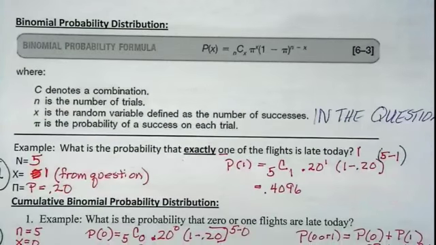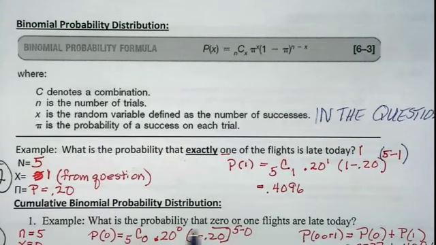Here, and I think this is the first one, what's the probability of 0 flights late? Well, here, N is still 5, percent is still 0.2, but X turns to 0. Again, I substituted it into the equation, and this time I got 0.3277.